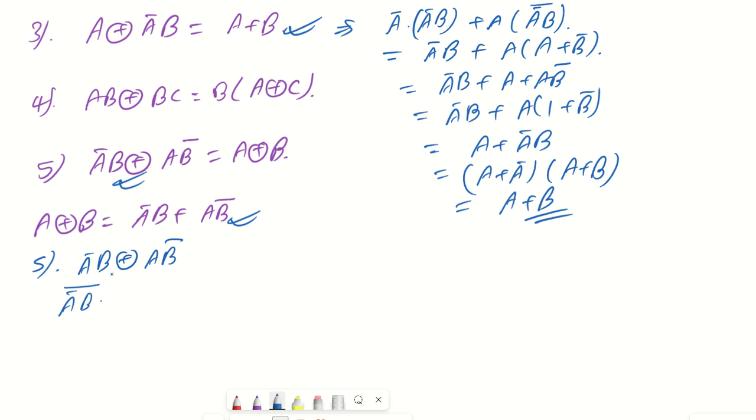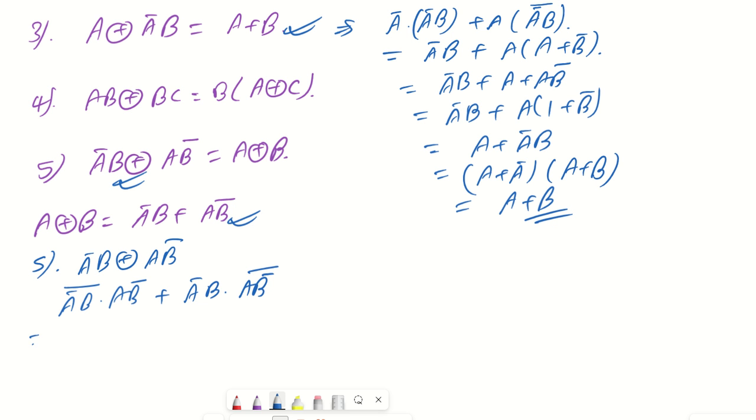The whole term A bar B is considered as A, and A B bar will be considered as B. So A bar B, I will write, plus A B bar. So A into B bar, and B bar is A bar B whole bar. Understood?